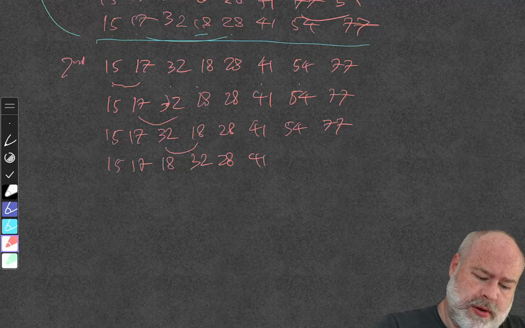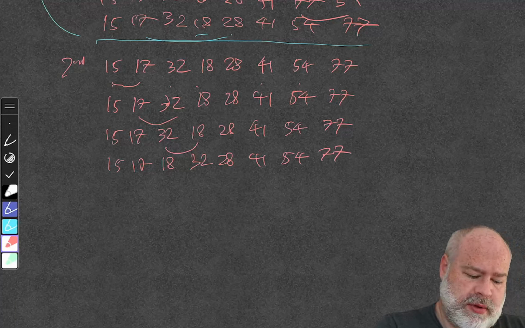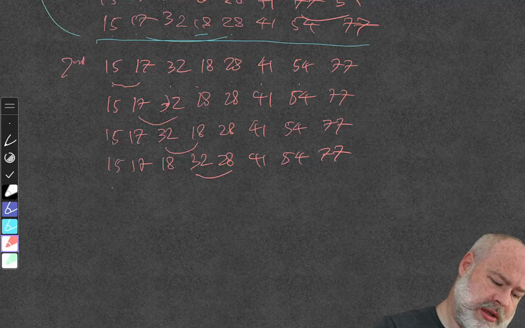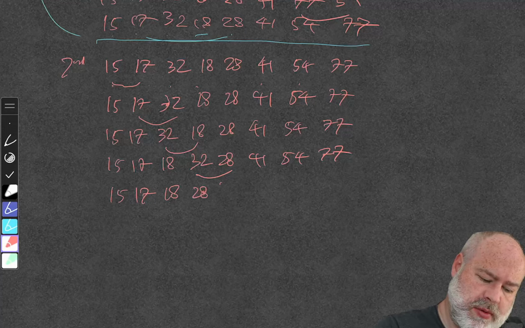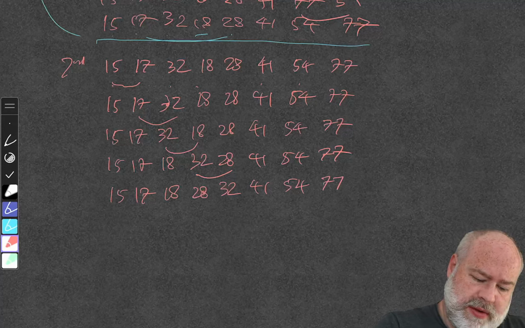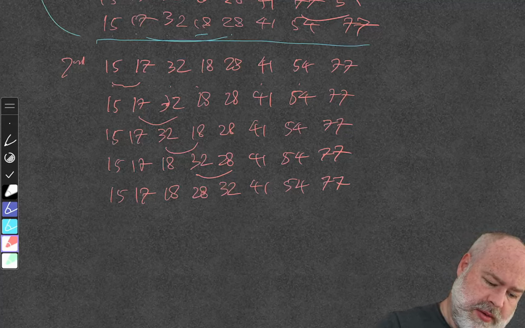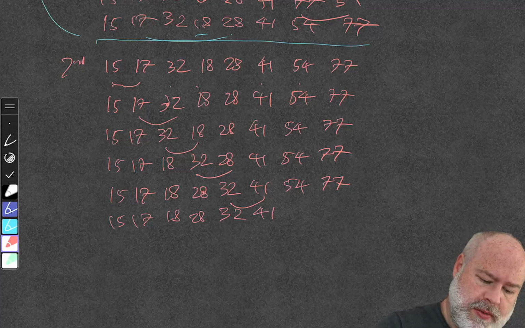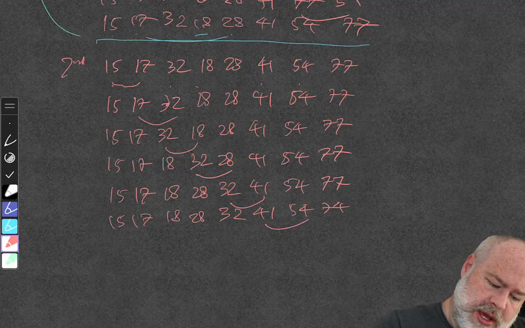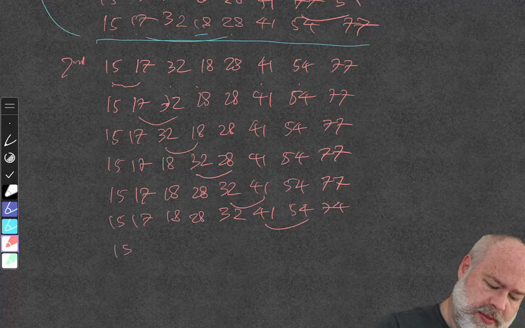28, 41, 54, 77, and then we're going to look at these two. 28 needs to be swapped with 32. 41, 54, 77. And then we're going to be looking at these two, and they're already fine as they are. 32 is smaller than 41. And then we're going to be looking at these two, and they're already in the right place.